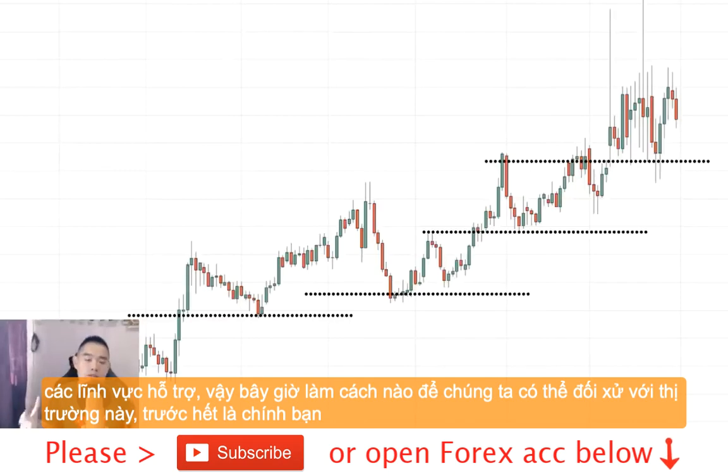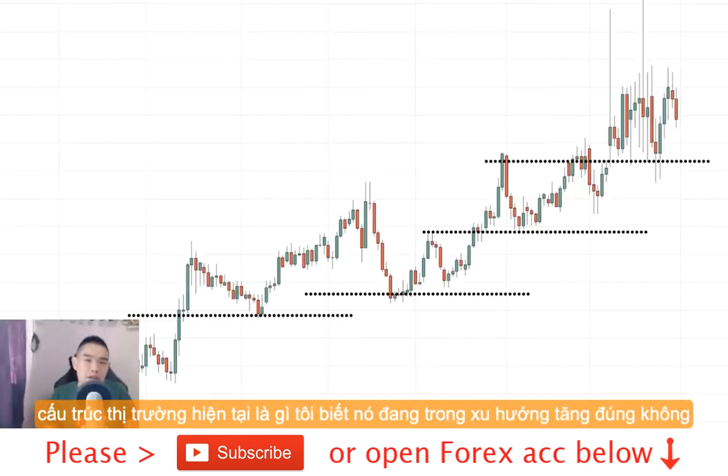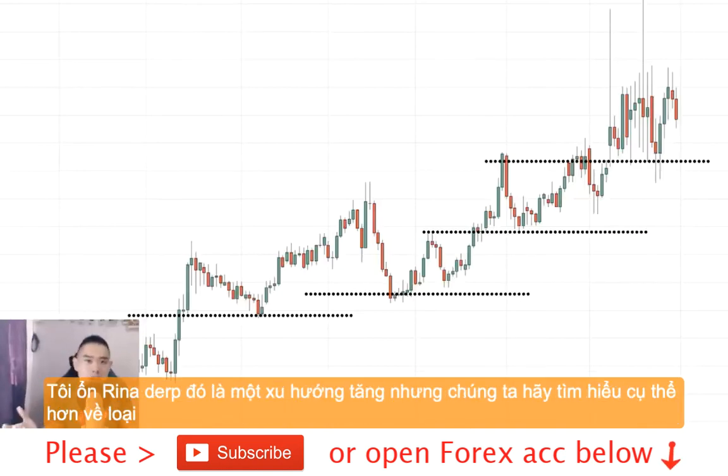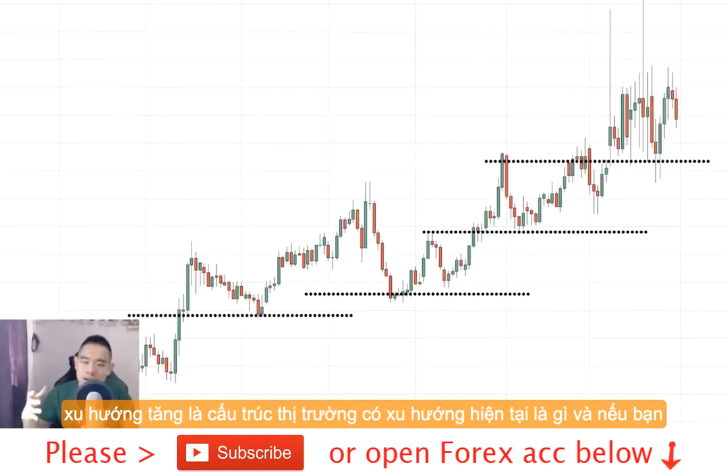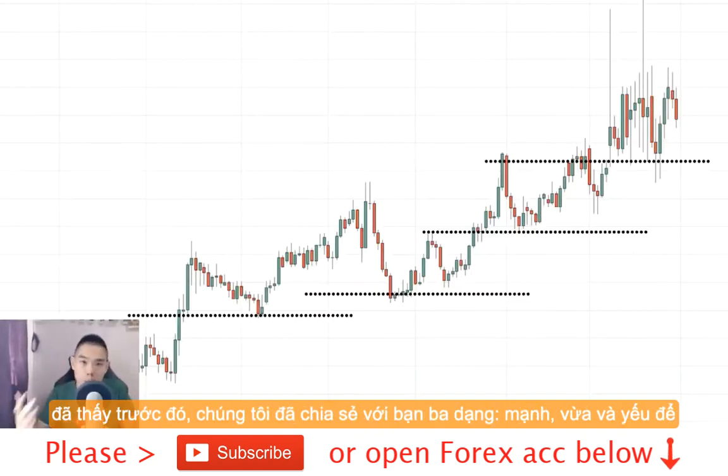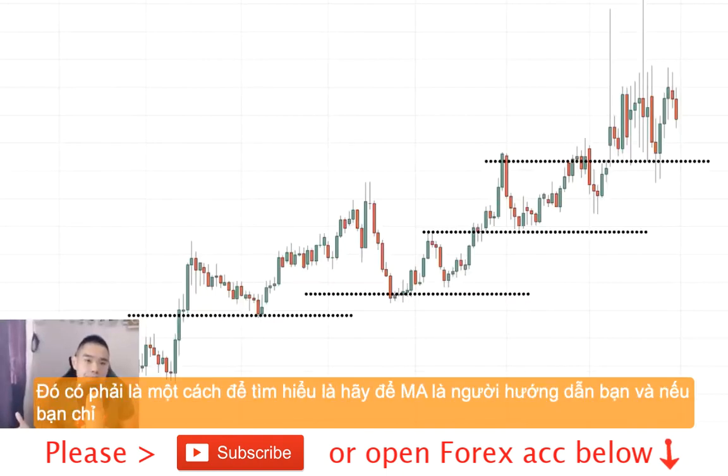First and foremost, you want to ask yourself, what is the current market structure? I know it's in an uptrend, right? It's an uptrend, Rayner. Duh, it's an uptrend. But let's get more specific. What type of uptrend is it? What is the current trending market structure? And if you've seen earlier, I shared with you 3 types: strong, healthy, and weak. So which is it?